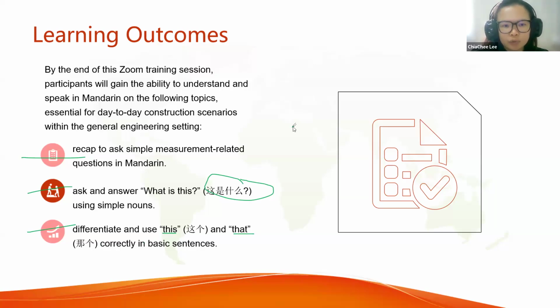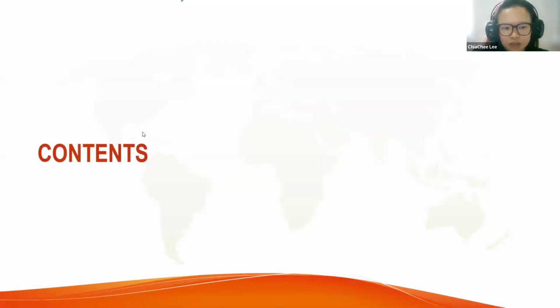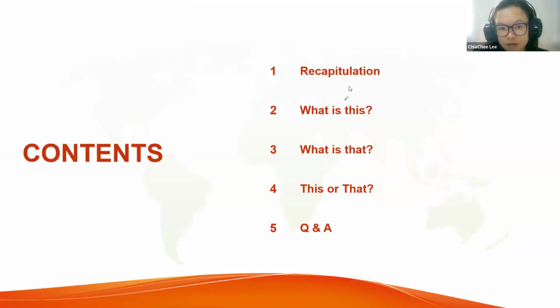Next, the contents summarize the flow of today. We begin with the recap and the question, what is this? Followed by, what is that? Then we try using this versus that, and we open the floor for the Q&A session.